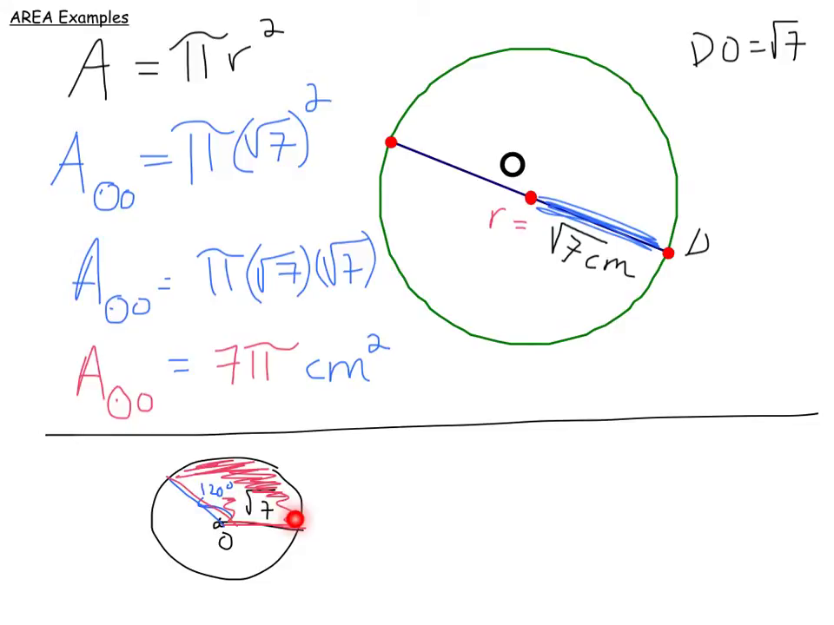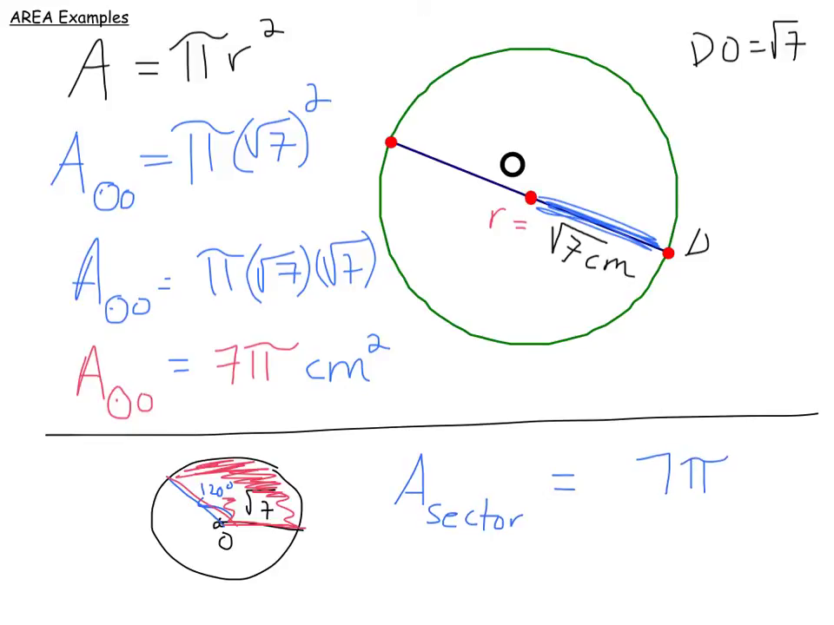Well, we know the area of the entire circle, so the area of this piece, and you might see this in later videos too, a piece or a portion of the area is known as a sector, just like a piece or a portion of the circumference is known as an arc. So if I wanted to know the area of this sector, well, I know the area of the entire circle is 7 pi.